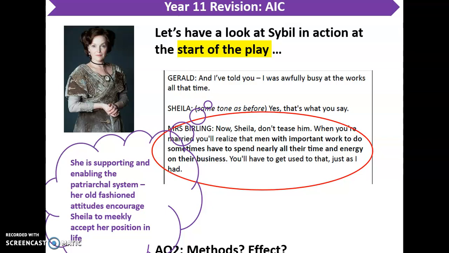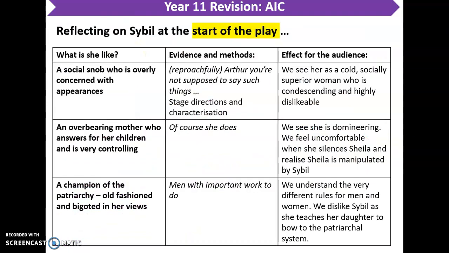This is by writing it in 1945, where women were more liberated, and certainly in 2020, where women rightly have many more rights. We see her attitude as old-fashioned, we see it as domineering, we see it as manipulative, and we don't like her. We think, no, hang on a moment, why shouldn't Sheila challenge where Gerald's been? Why should she put up and shut up? But Sybil is part of that old, patriarchal, old-fashioned system, and we dislike her for it.